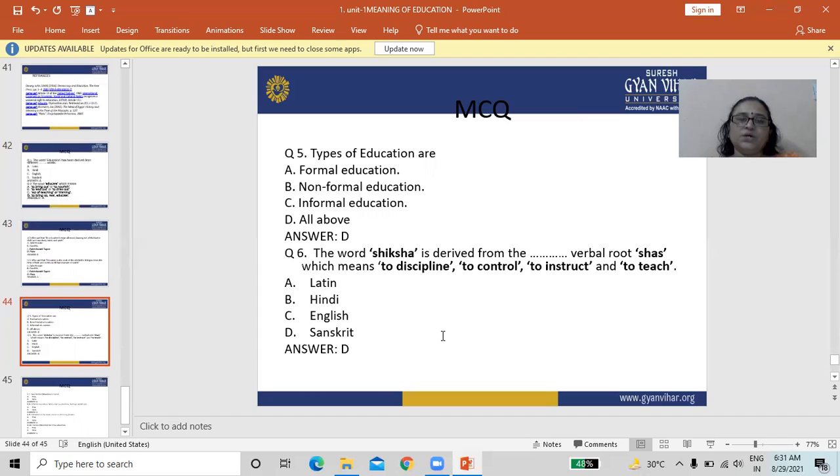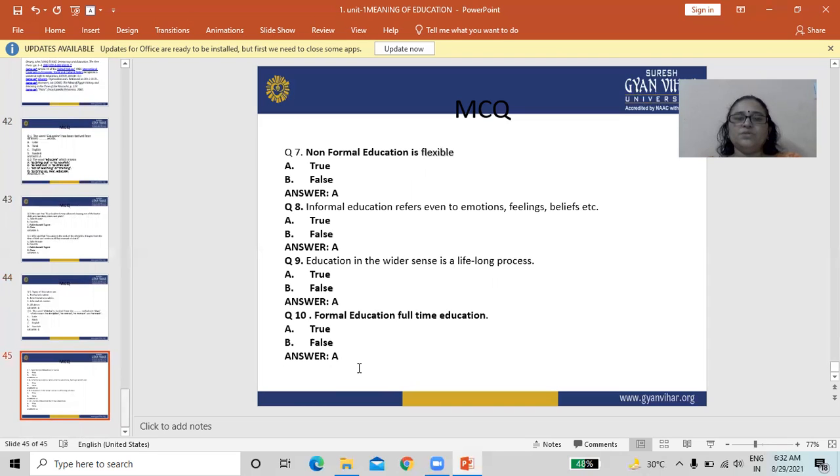Next MCQ. Types of education are option A formal education, option B non-formal education, option C informal education, option D all above. Correct answer is all above. We have three types of education: formal, informal, non-formal. Next MCQ. The word shiksha is derived from the verbal root sas, which means to discipline, to control, to instruct, and to teach. Option A Latin, option B Hindi, option C English, option D Sanskrit. Correct answer is Sanskrit.